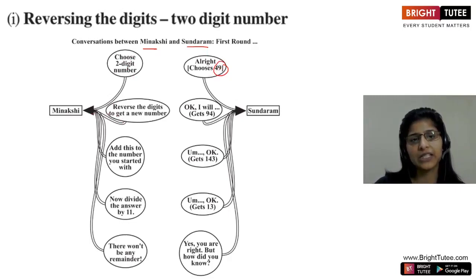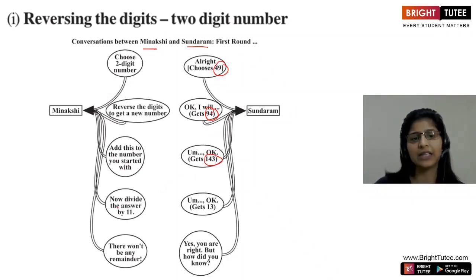Then Meenakshi asked to reverse the digits to get a new number. So Sundaram reversed 49 and got 94. Now she is asking to add this number to the number you started with. That means 94 is to be added to 49. So he added and got 143.